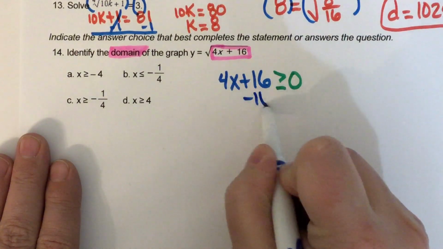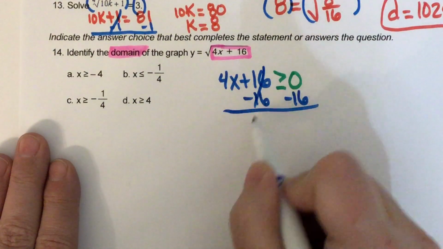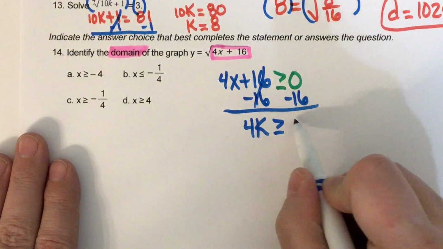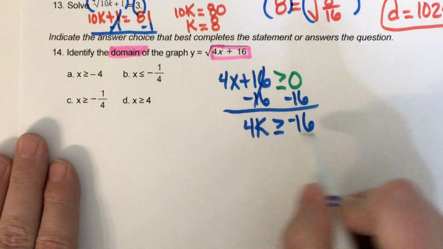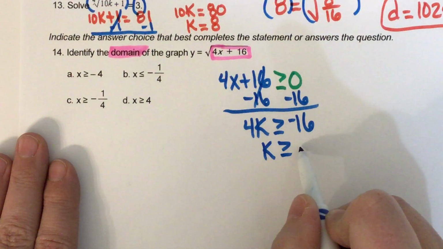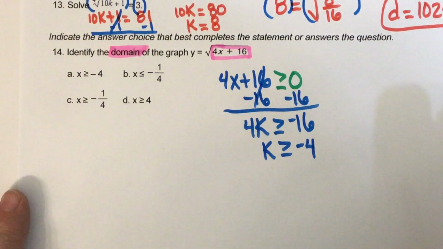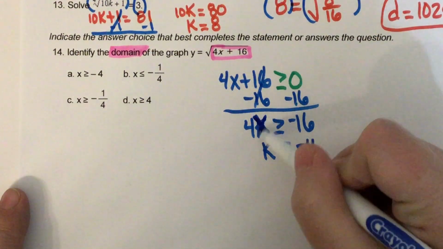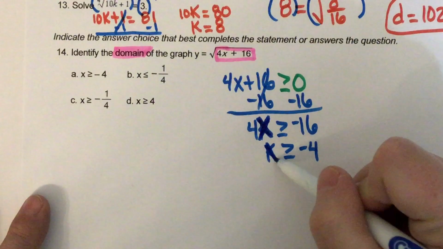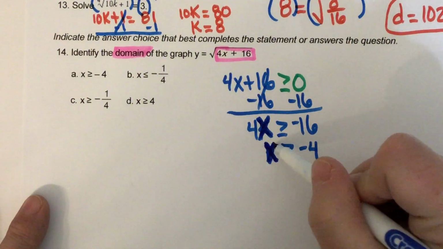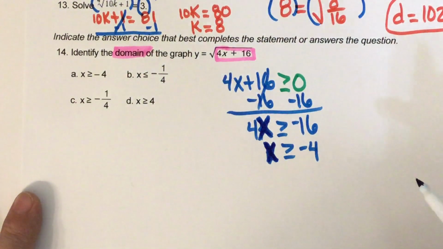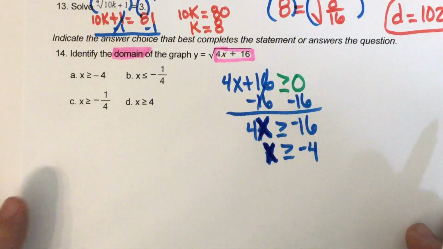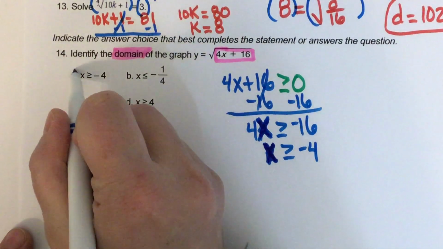So I'm going to get rid of addition of 16 by subtracting. The 4x drops, your symbol drops. 0 minus 16 is negative 16. And then I divide by 4. And if you divide by 4, you get negative 4. And so, oh, I don't know why I started using k's. Oh my goodness. Come on, Miss Wood. Get your act together. So it's an x, and it should be an x because we're talking about domain, and domain is always about your x's. And so I know my answer right now is A.